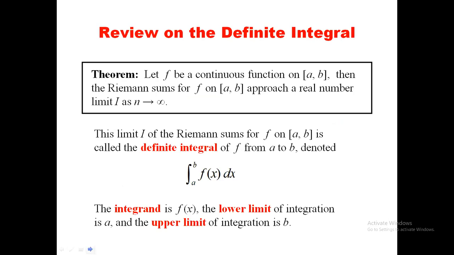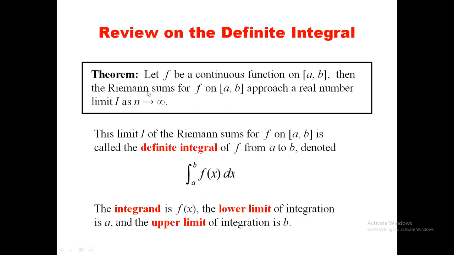Now, let's have a short review on the definite integral, although we have discussed it already in numerical integration, how the definite integral could be illustrated as the area under the curve. Let the function be a continuous function on the interval a, b. Then the Riemann sum of the function on a, b approaches a real number limit I as n approaches infinity. This limit I of the Riemann sums for the function on the interval a, b is called the definite integral.